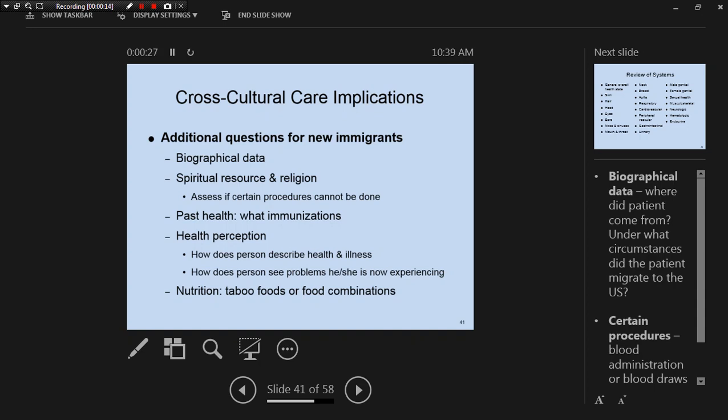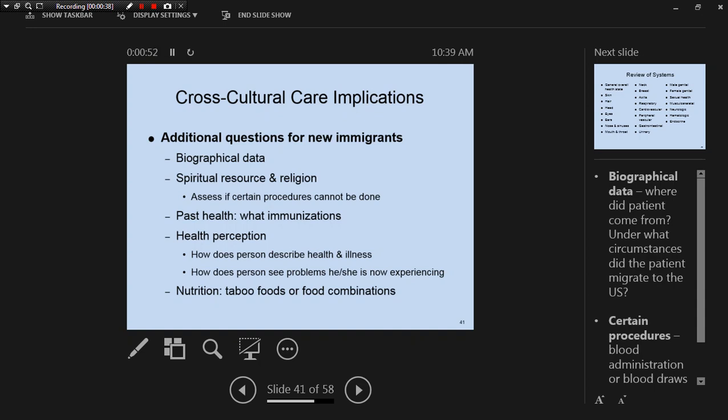Some additional questions that you might consider during the complete health history are cross-cultural implications, like we said, and their biographical data. Where have they come from? How long have they been here? Under maybe what circumstances have they come to the United States? And that also falls under their spirituality and their religious affiliation.